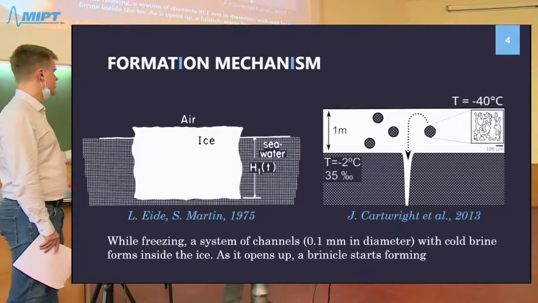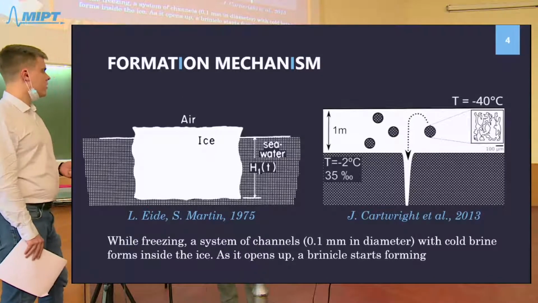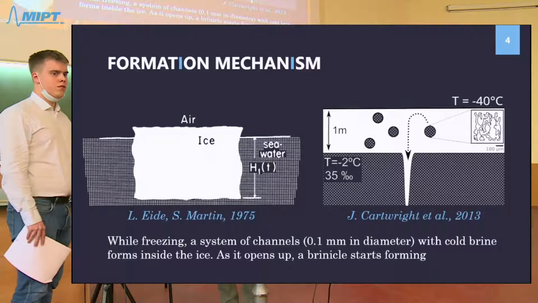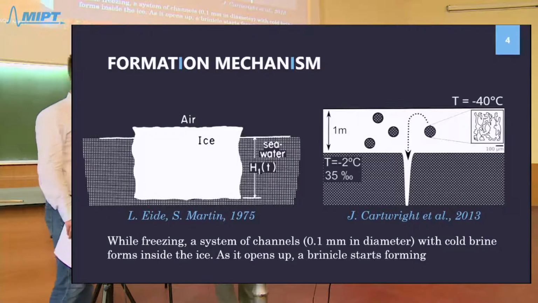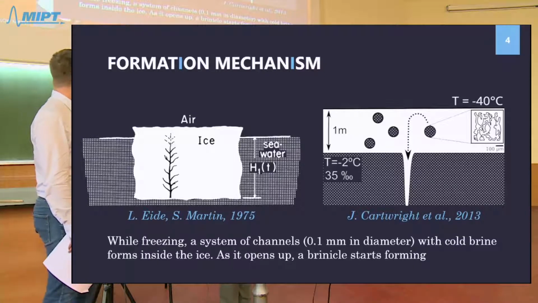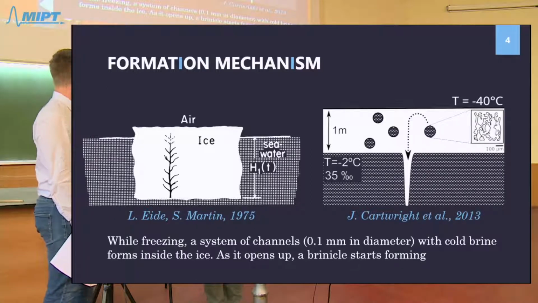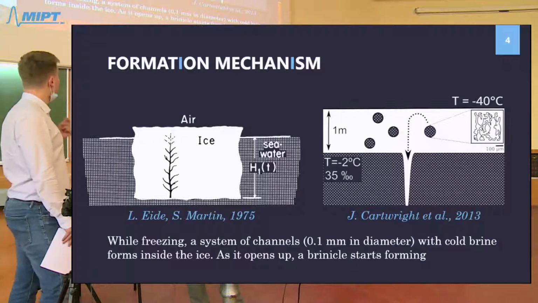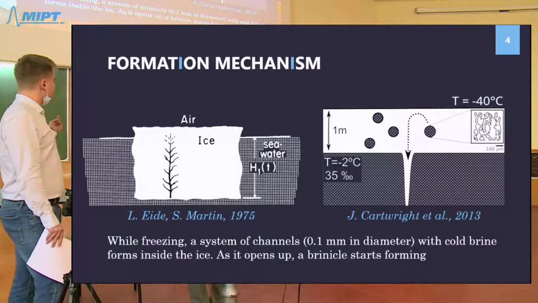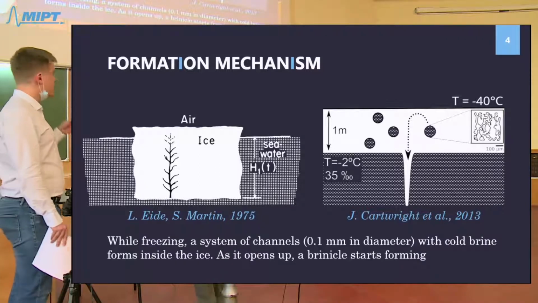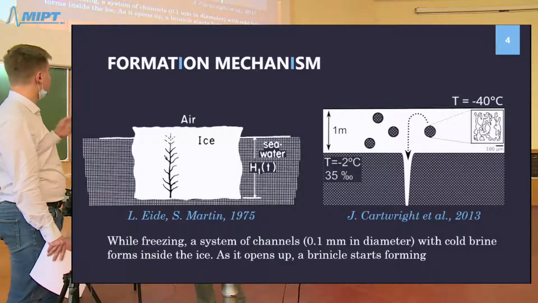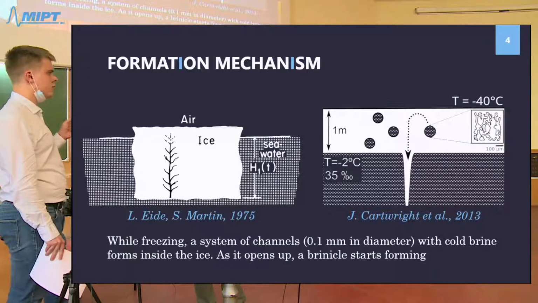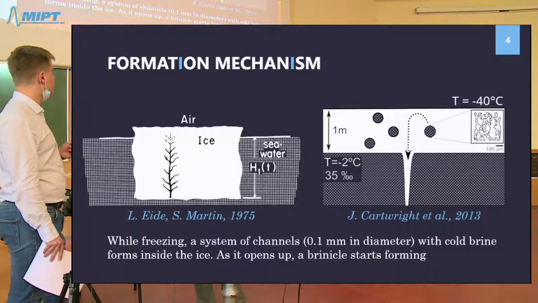When sea water freezes, a special system of channels can be formed in the ice. You can see this system in the picture. And when this system opens out, the brinicle can be formed, and the water in these channels is about minus 35, minus 40 degrees Celsius.